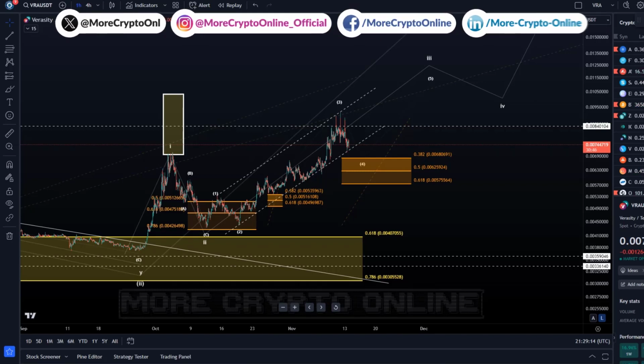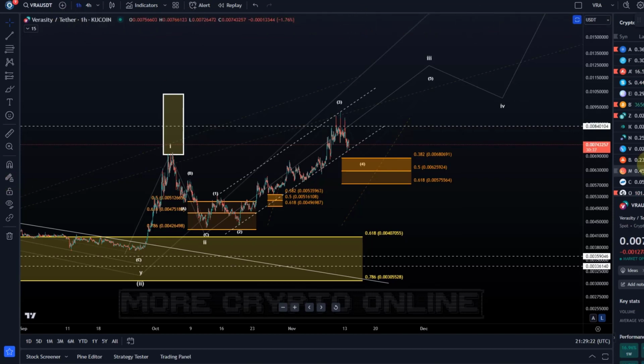Verasity has potentially now started its wave 4 pullback finally. It's not entirely clear yet, but a little bit further and we are breaking out of this price channel to the downside. And we could enter this support area that I communicated already in the last video. So I think in the last video I highlighted that we could be very close to the top here of this third wave.